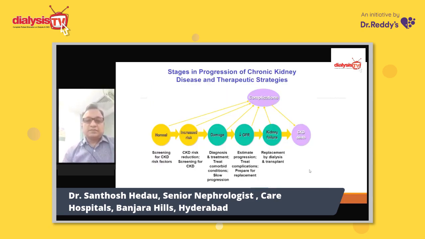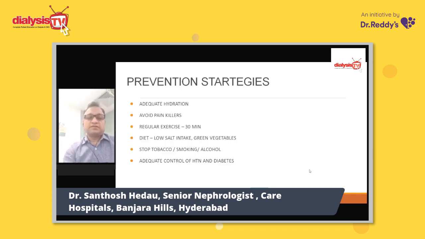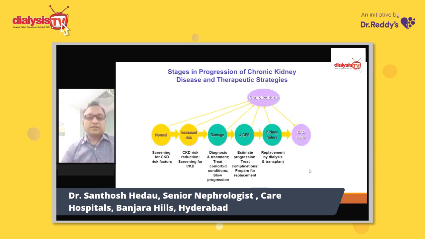These are the stages in progression of CKD. So as I told, we are normal, then we have increased risk. That is the factors we have discussed, and there will be a damage slowly. This damage causes decrease in glomerular filtration rate, that is the filtration rate of the kidney, then develops a kidney failure, then develops CKD. So these are the different steps where we can stop the CKD.